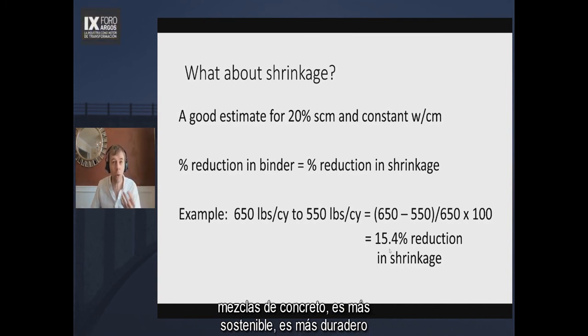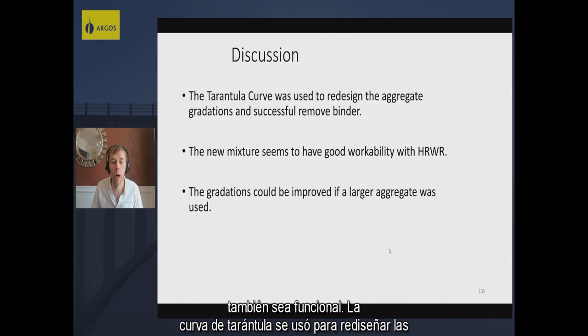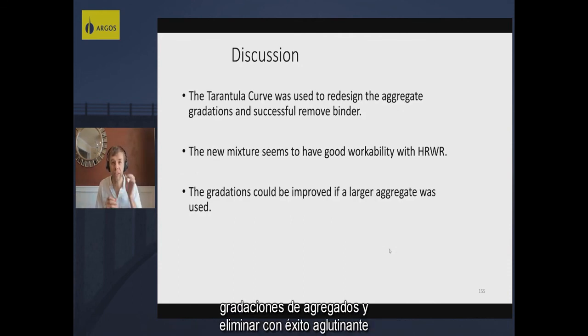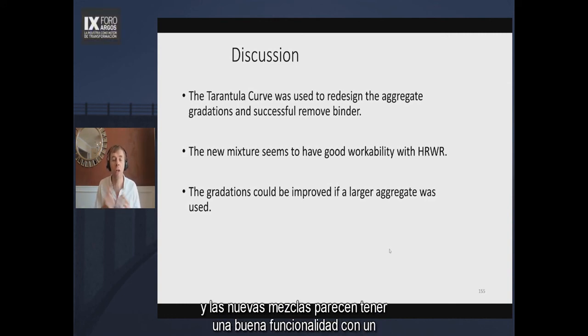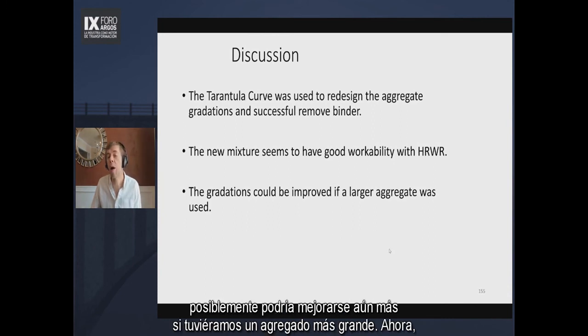It's more sustainable, it's more durable, it's gonna have a lower cost, everyone's gonna be happy, it's gonna be workable as well. So the Tarantula Curve was used to redesign the aggregates and successfully remove binder. And the new mixtures seem to have good workability with a high-range water reducer, and their gradations could be improved possibly even further if we had a larger aggregate.